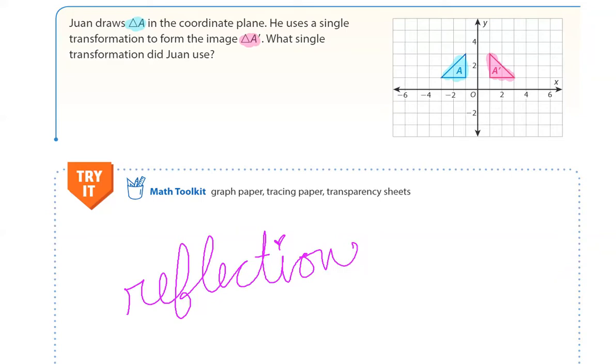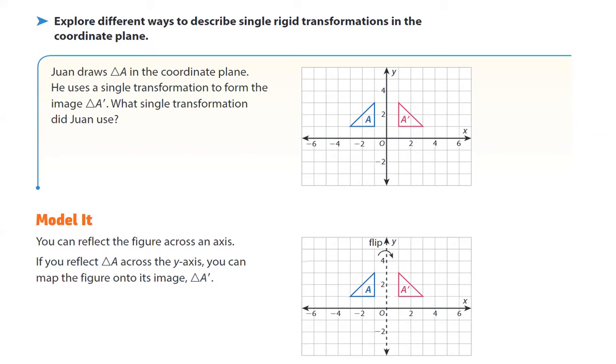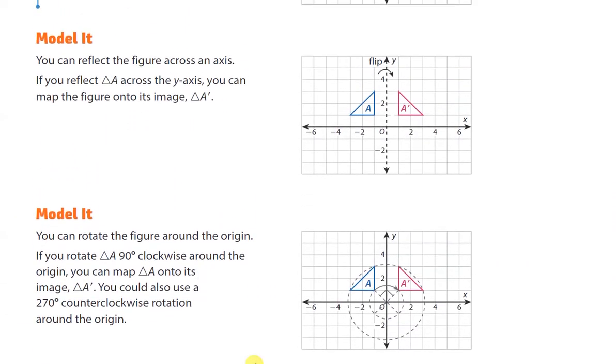It doesn't say we have to describe it because we're going to look at different ways to describe it down here. Okay, we're exploring different ways to describe the single rigid transformations on the coordinate plane. So I just want to color them again. I enjoy it. Okay, so we have two different models. Two different ways to model it.